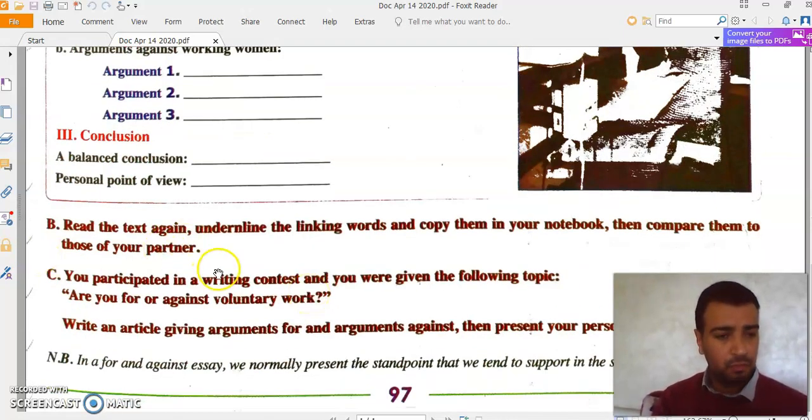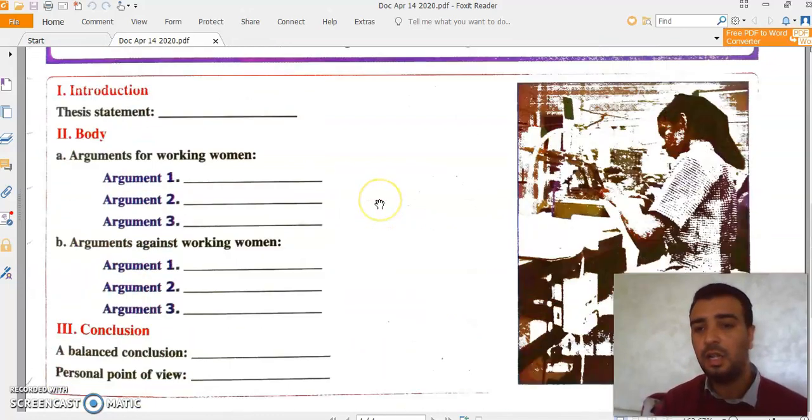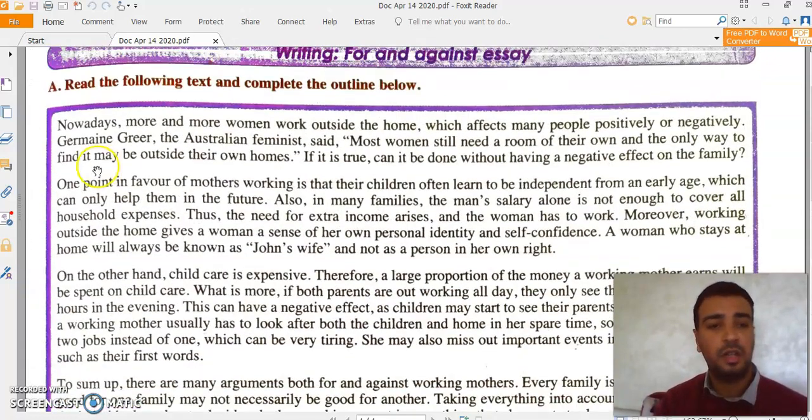Now let's read instruction B. Read the text again, underline the linking words, and copy them in your notebook. Let's find the linking words. Let's start with the introduction. Nowadays, more and more women work outside home, which affects many people.